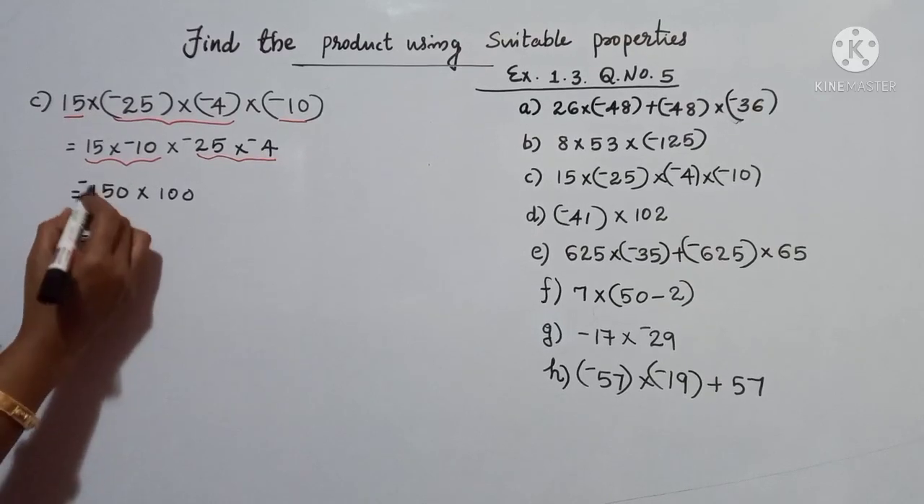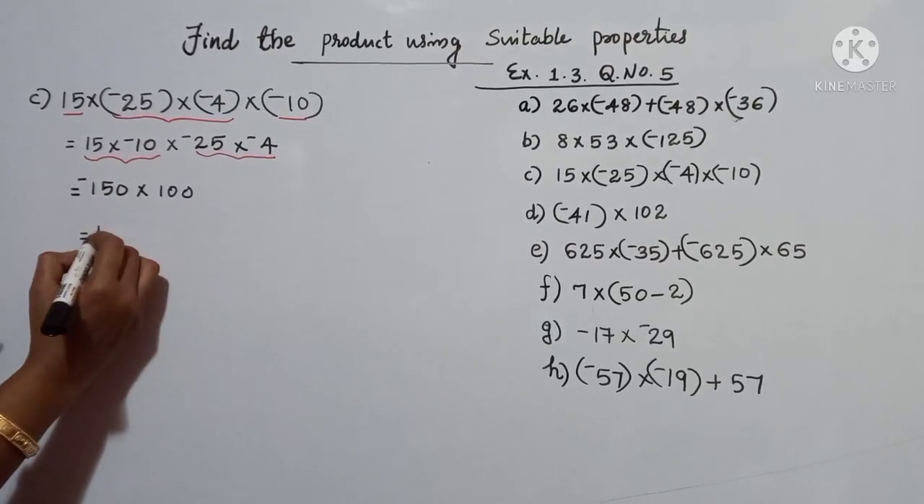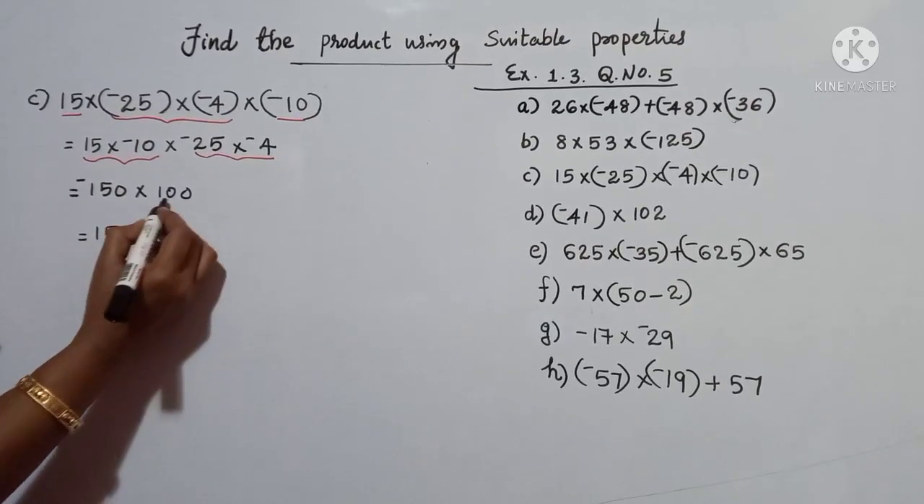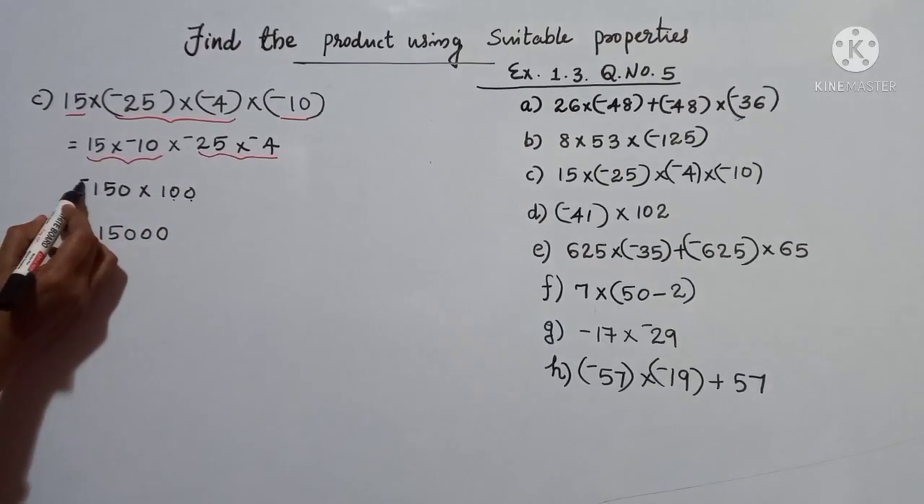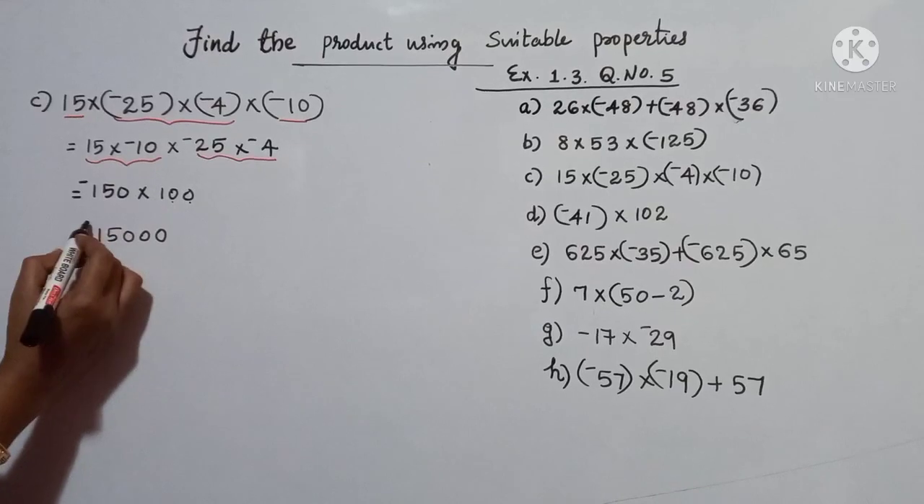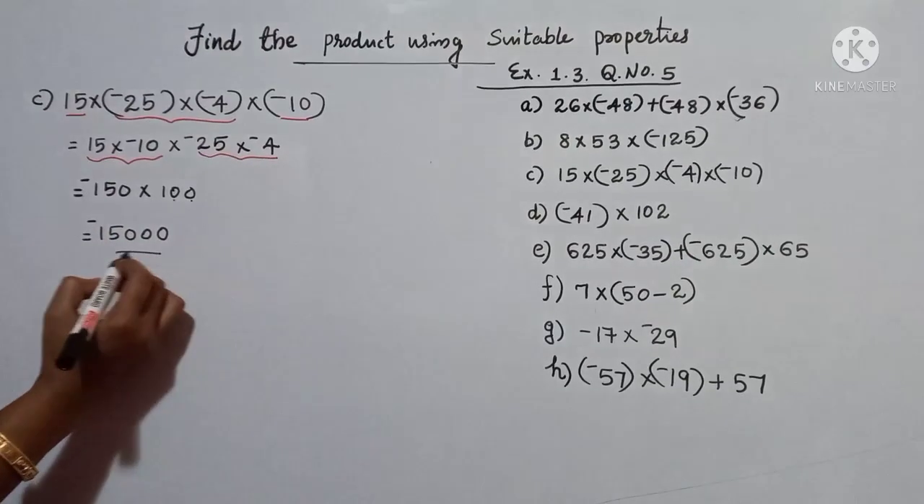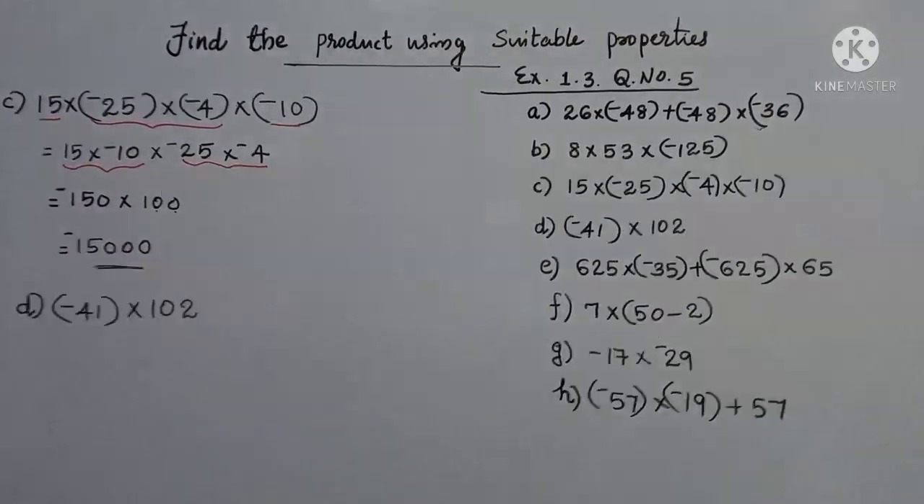Then that is equal to, look here, 150 into 100: 150, and after that put two more zeros on the right of the number. And here it is a negative integer times a positive integer, so the answer is negative. Minus 15,000 is the answer.